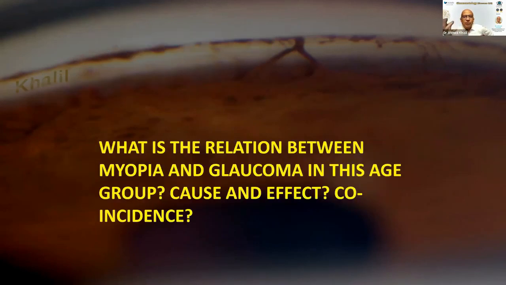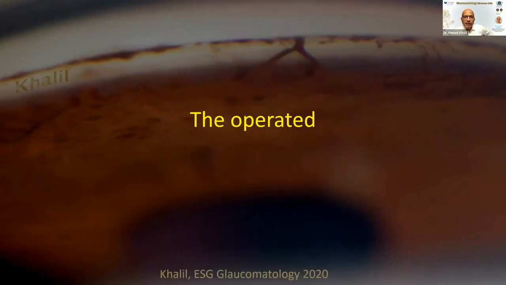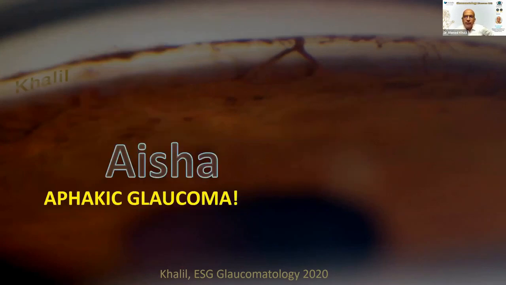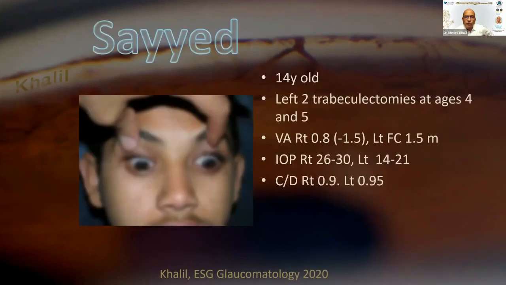So what is the relation between myopia and glaucoma in this age group? Is it cause and effect or an incidence? This is a young girl, 11 years, with a history of congenital cataract surgery in the first year of life. Visual acuity was counting fingers at 3 meters in one eye and 0.5 in the other eye. The IOP was 30 and 32, with advanced cupping on both sides. So Aisha had the aphakic glaucoma Professor Nader was just talking about shortly.